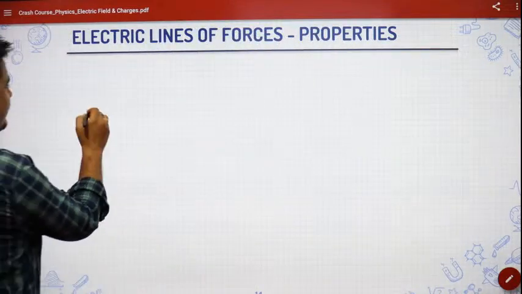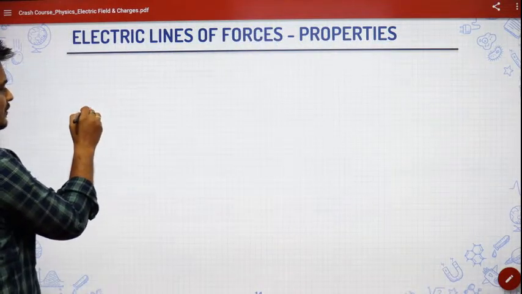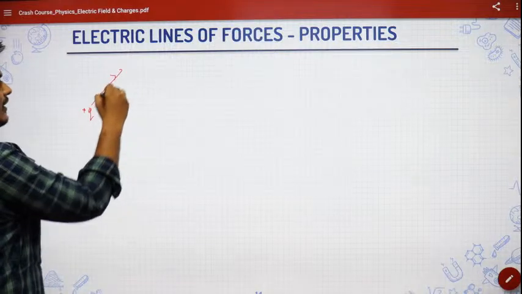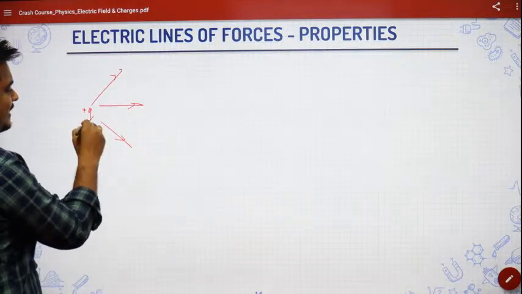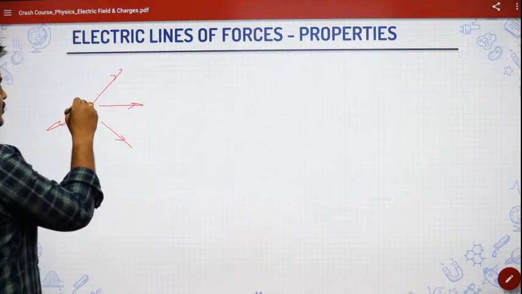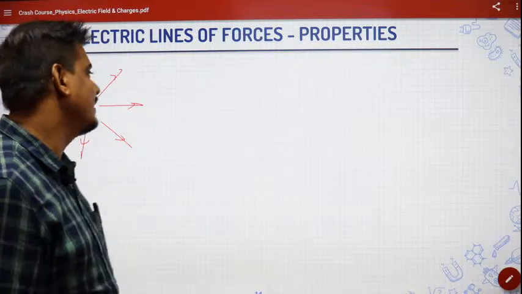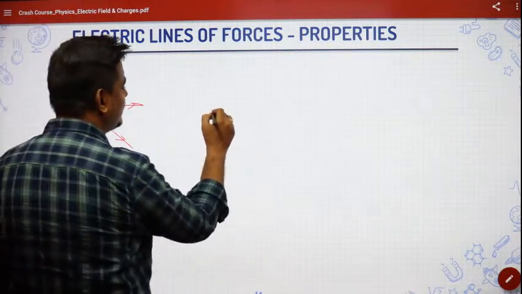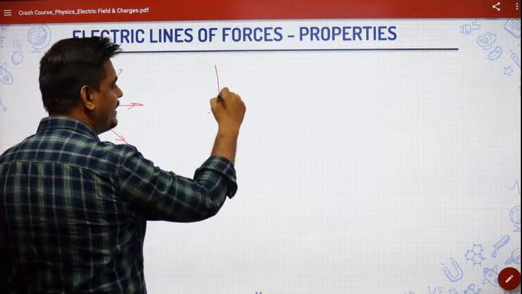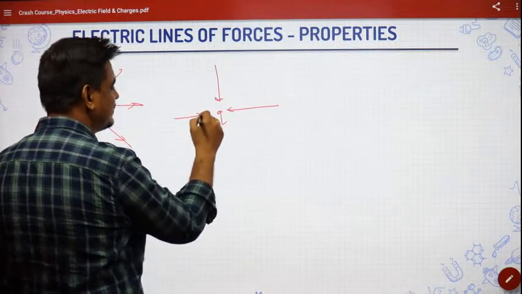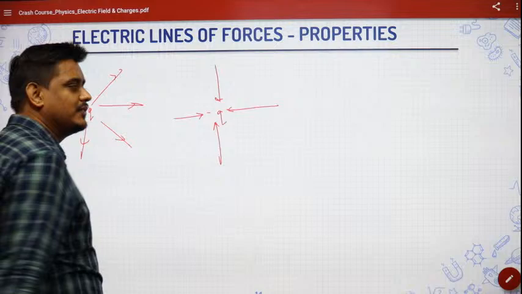So electric lines of forces are very basic. For example, if I have a q charge, that is positive plus q, then it will have radially outwards electric lines of force like this. So electric lines of force give you an idea about how the electric field behaves. If it is a minus q charge, the electric field will be radially inwards, like this.